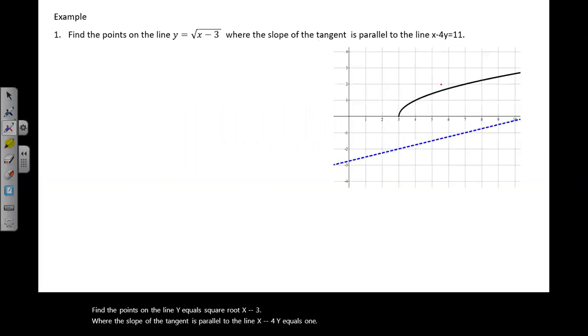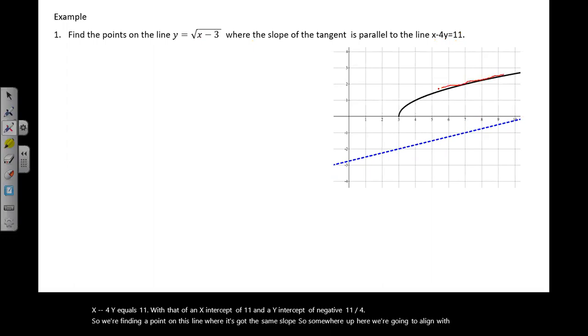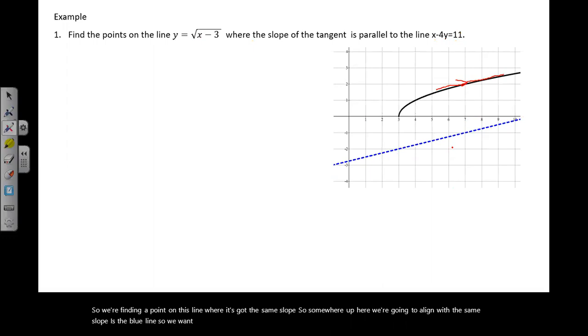It'd be awfully nice if we had a picture. So the square root of x minus 3 is a square root graph that crosses at 3. x minus 4y equals 11 has an x-intercept of 11 and a y-intercept of negative 11 over 4. So we're finding a point on this line where it's got the same slope. Somewhere up here, we're going to have a line with the same slope as the blue line. So we want these beautiful straight lines to be parallel. Okay, so same slope. Slope means derivative.